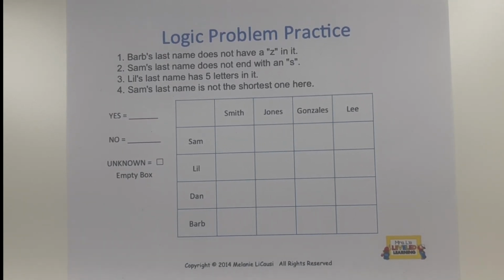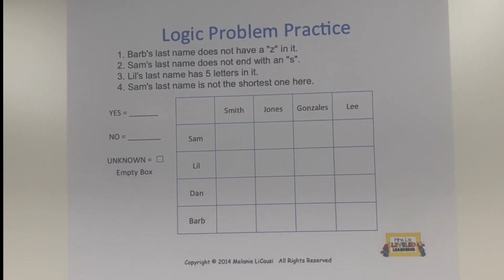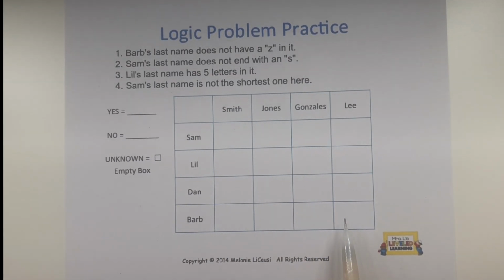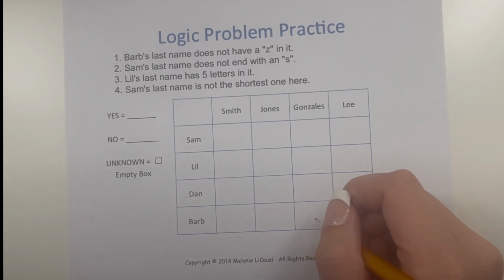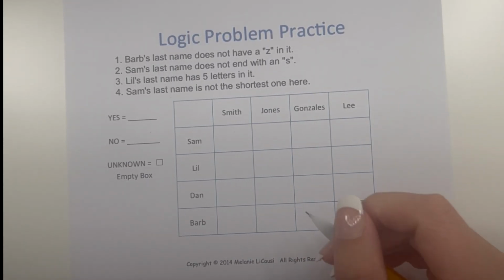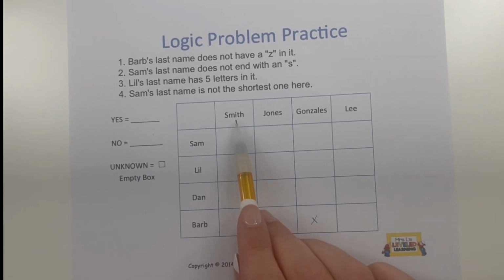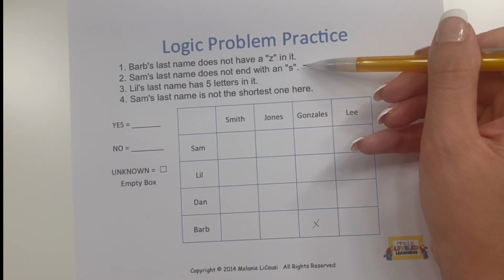It uses clues such as Barb's last name does not have a Z in it, which means I'd have to go over to Barb and find all of the different combinations here that have Z in it. And as you can see here, Gonzalez has a Z in the name. So I would mark this as no, or I'm going to put an X here. And I could also see here, none of the other names have a Z in it. So then I go to the second clue.